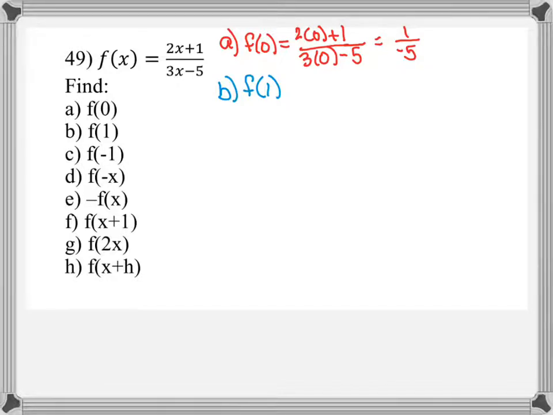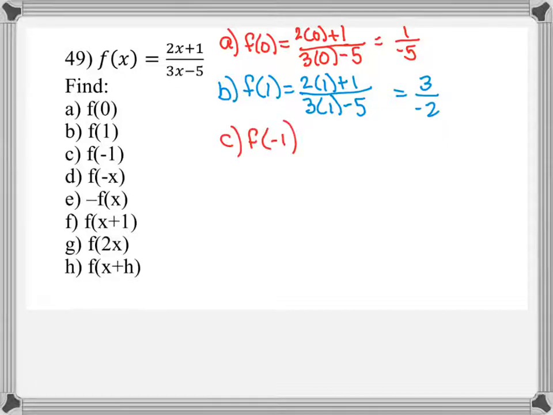Let's look at f of 1. So 2 times 1 plus 1 over 3 times 1 minus 5 equals 3 over negative 2. C is asking for f of negative 1. 2 times negative 1 plus 1 over 3 times negative 1 minus 5. Negative 1 over negative 8, which simplifies to 1/8.